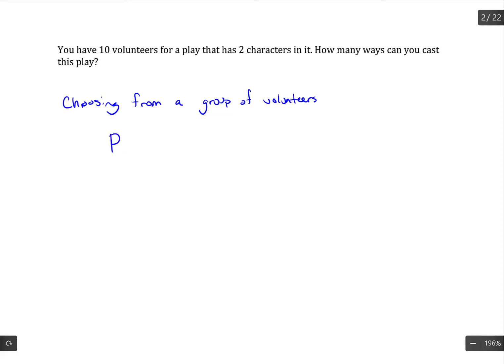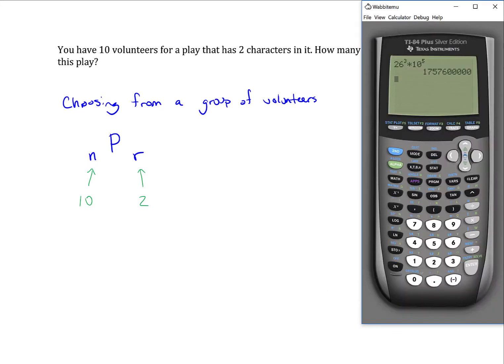So it's a permutation, and for a permutation, we need the total number of objects and how many we're taking at a time. So the total number of objects in this case will be 10, and we're taking 2 at a time. So we have 2 characters in it. Perhaps it's Romeo and Juliet. So we have 10 people. Somebody's got to be Romeo. Somebody's got to be Juliet. So permutation. And I'll do this on the calculator.